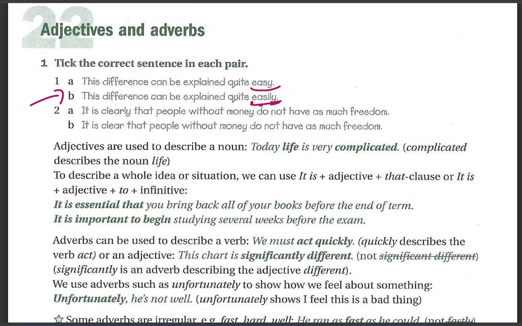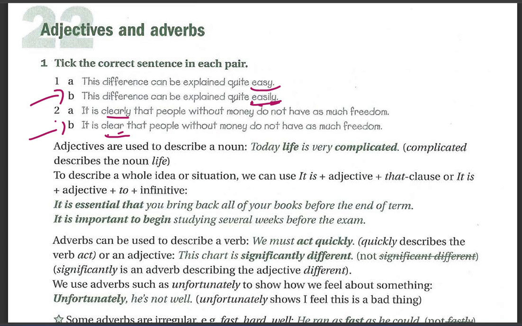And 2. A. It is clearly that people without money do not have as much freedom. B. It is clear that people without money do not have as much freedom. Here, it's B, the adjective. So, don't have any question on this part? Don't worry. This unit is going to be all about adjectives, adverbs, and when to use each. So, stay with me.